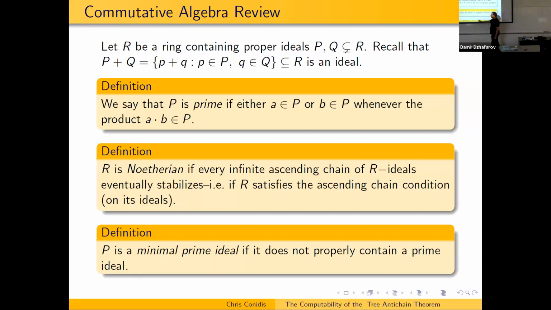So P here is a minimal prime ideal if it does not properly contain any prime ideal. The only significant thing about this definition is that in the context of minimal prime ideals, 0 counts. So you're allowed to be 0 if you're a minimal prime ideal. If you have a ring whose minimal prime ideal is the 0 ideal, that means that you're in an integral domain.